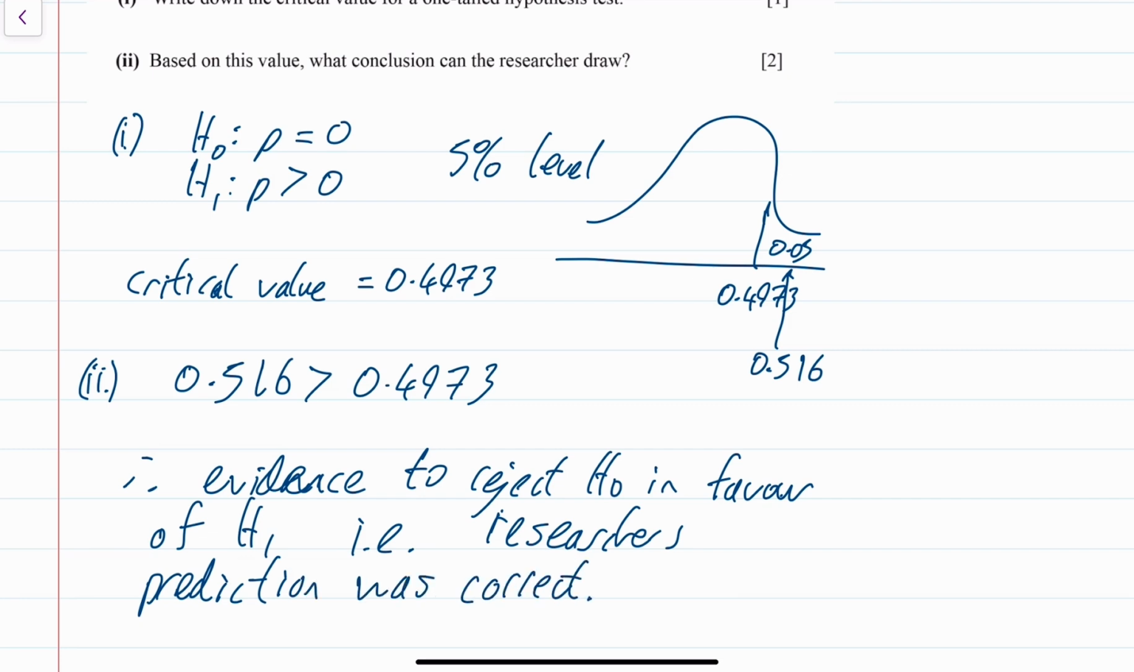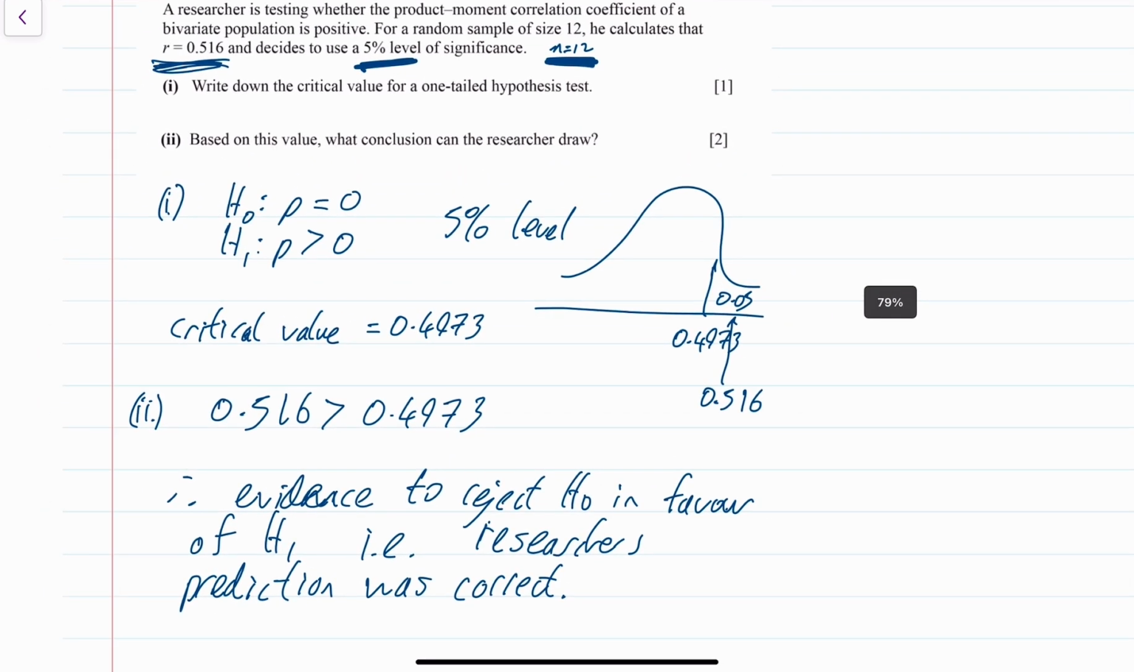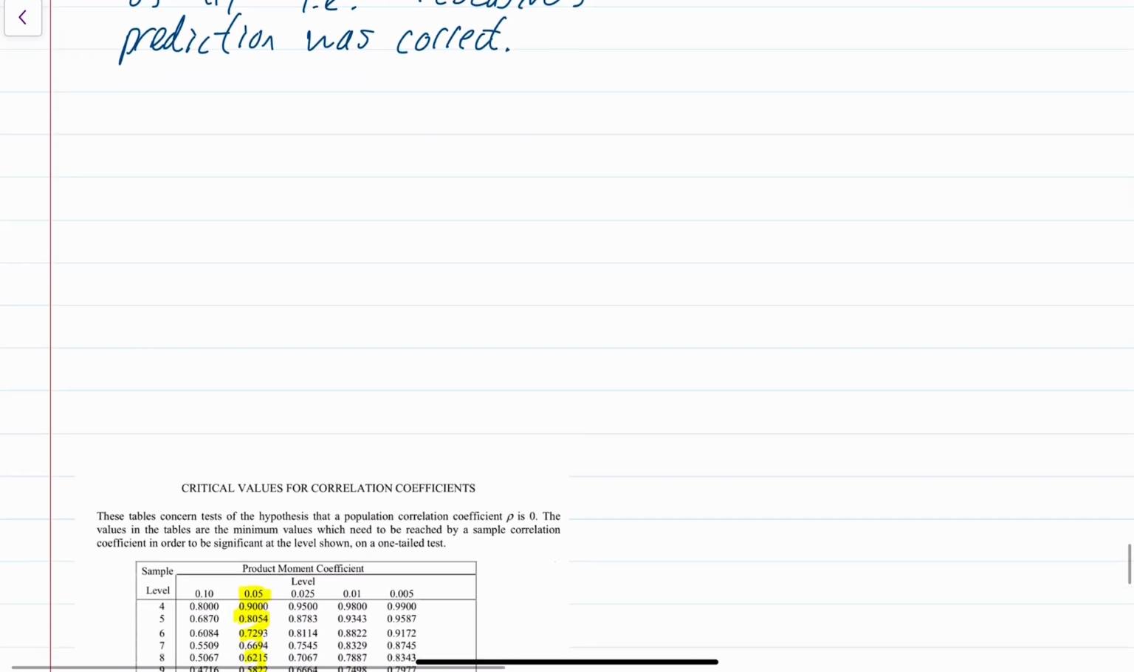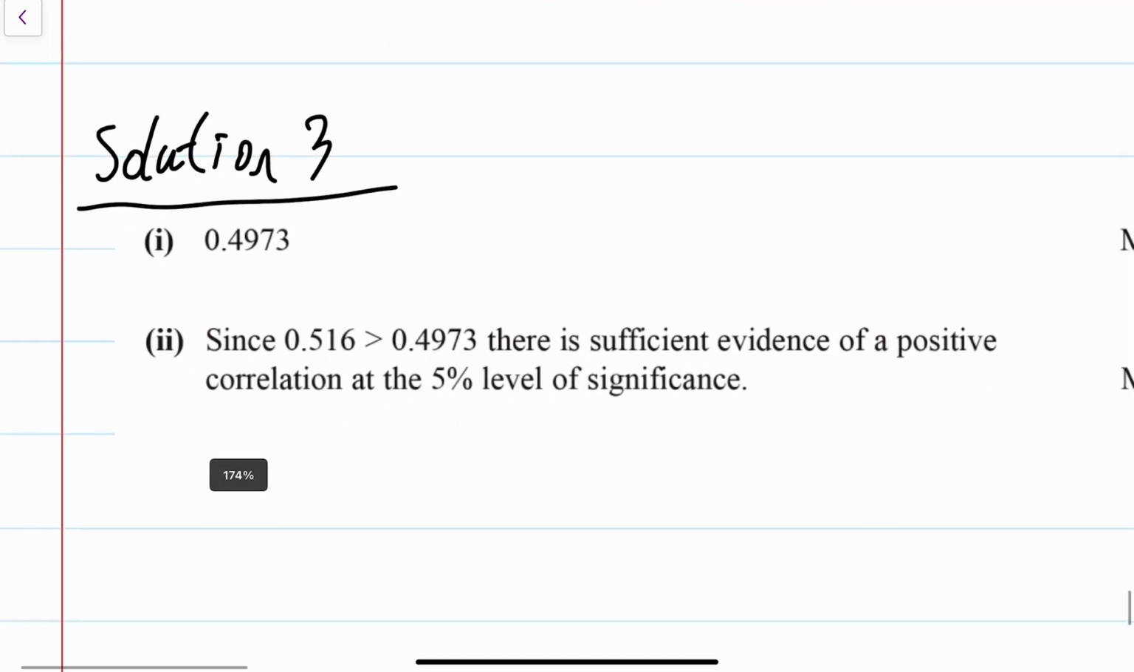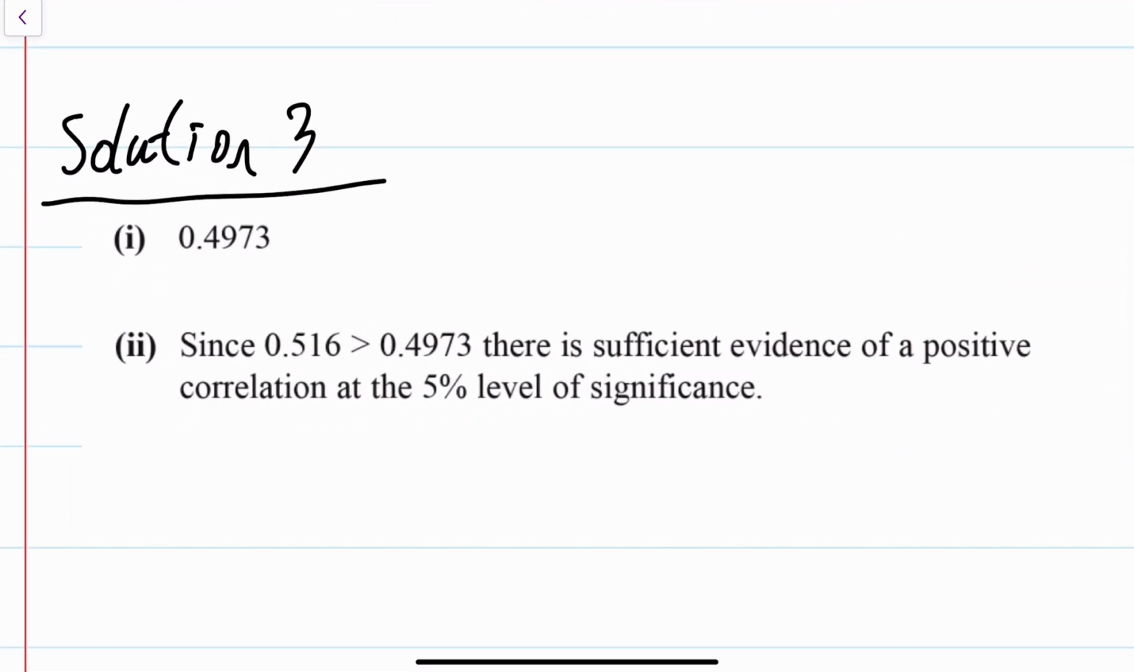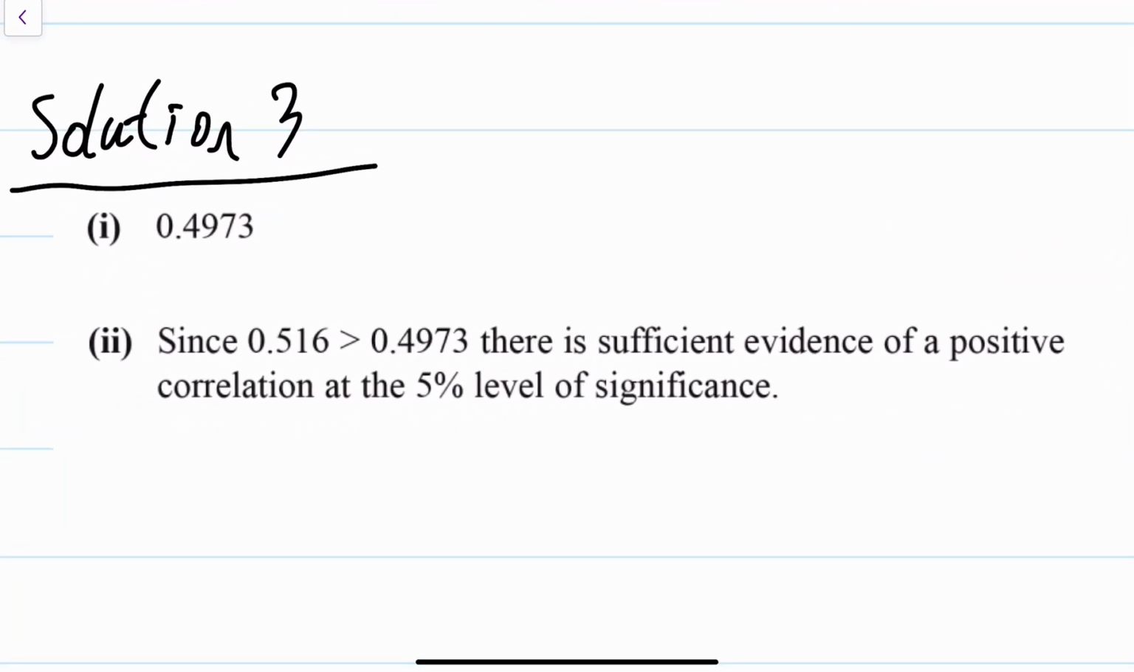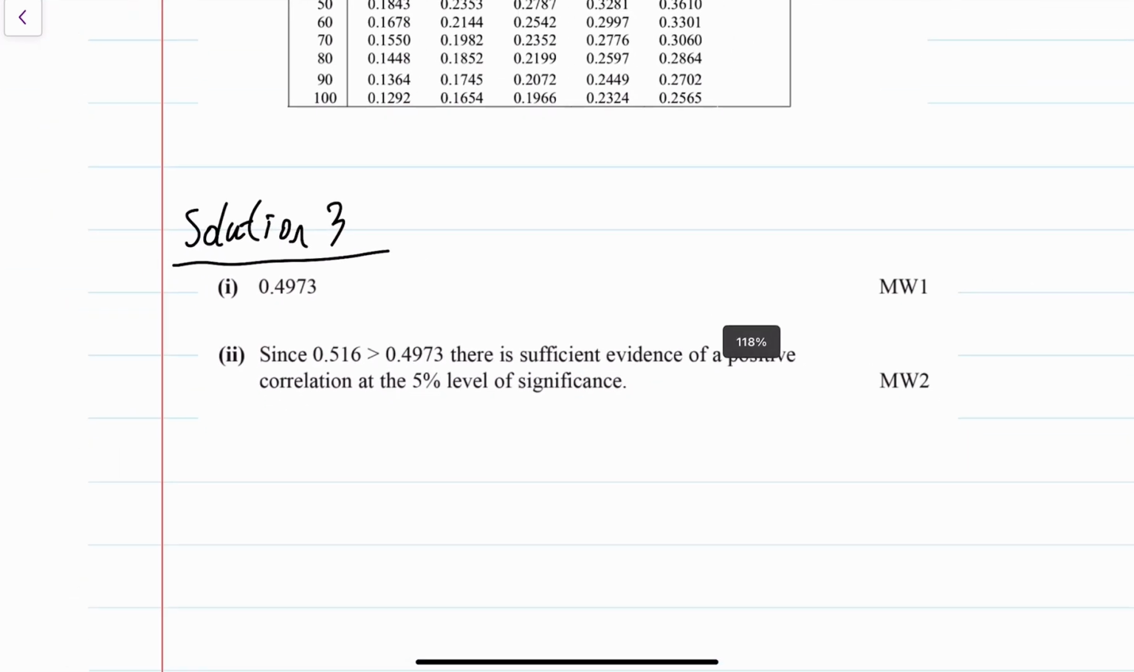Okay, and let's just look at the mark scheme. Not very many marks awarded for this question at all. But it's a bit of a strange one, really. You can see all they've done is found the value, and then they've just said, since the value that we had been given was greater than that, there is sufficient evidence of a positive correlation. That's what it was, positive correlation. I've forgotten what he'd said, at a 5% level, and that's it.